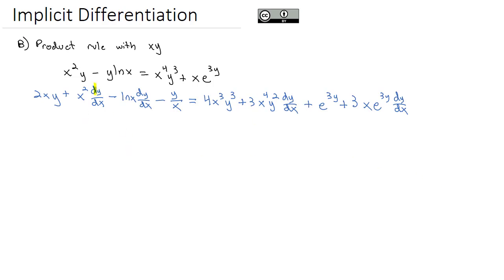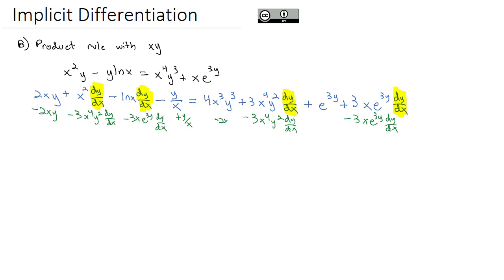Again, after taking that derivative, our goal is to get all of these terms with dy dx together. So we're going to move them off to the left side. So I'm going to subtract 3x to the fourth y squared dy dx from both sides. And I'm going to subtract 3x e to the 3y dy dx from both sides. On the left side, there's two terms that do not have a dy dx on them. So we'll subtract 2xy, and we'll add y over x to both sides. So subtract 2xy, and we'll add y over x.